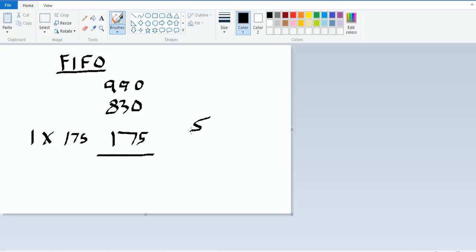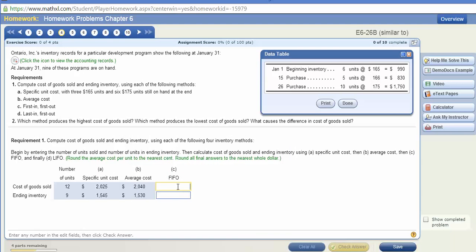Okay, we're talking about selling. Cost of goods sold. Don't get confused between keeping and selling. In FIFO, you sell from the oldest layer to the newest layer. Here's the newest layer. And then we just sum it up. Got 990, 830, and 175 for a total of 1995. 1995 is what you sold under FIFO.